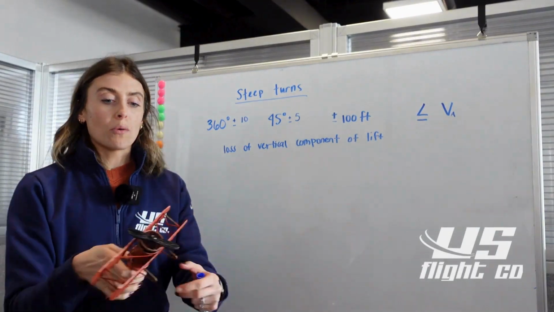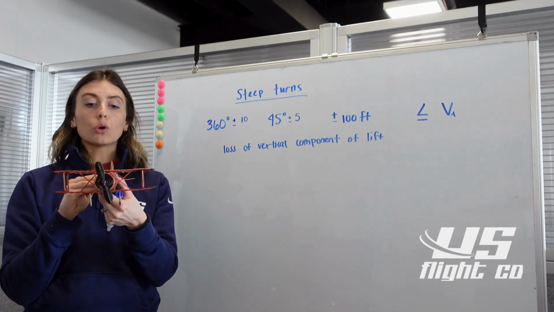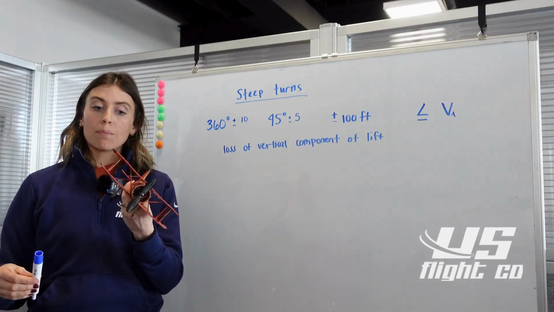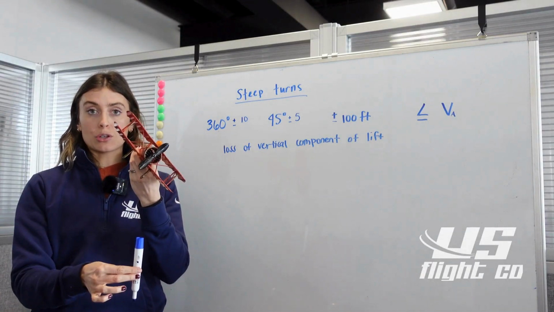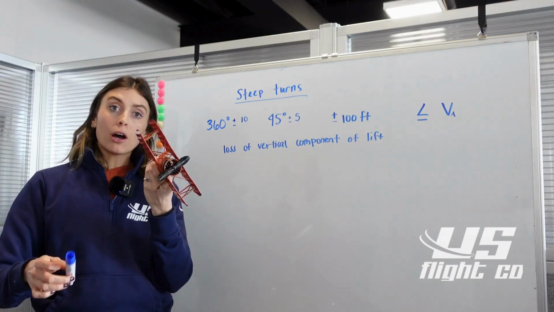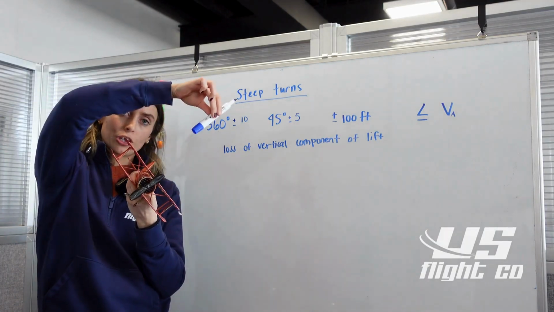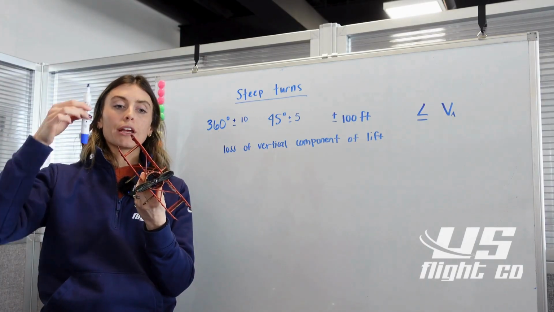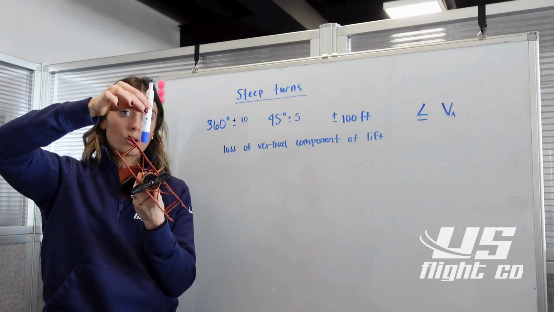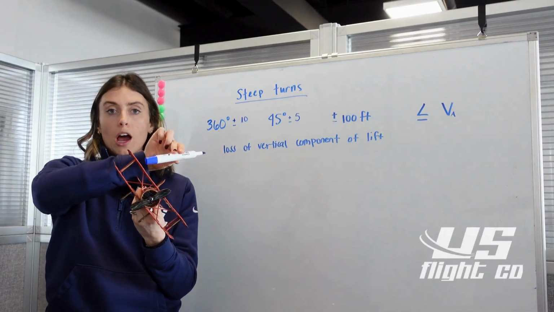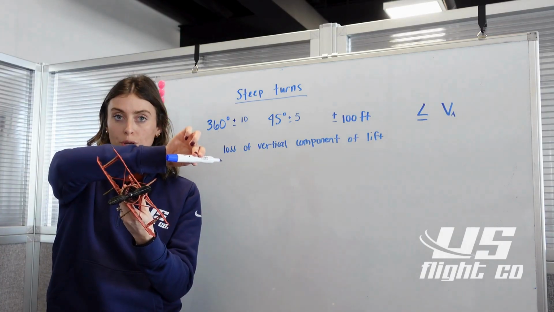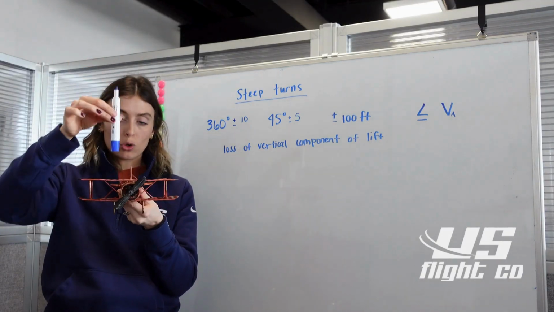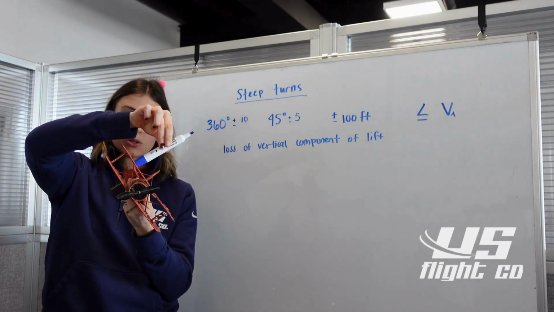As you guys know, when you roll into a bank in an aircraft, the weight of your aircraft is always acting towards the earth, but the lift is acting perpendicular to the surface of the wing. So when you roll into a bank, you are losing this vertical component of lift because you now have a vector this way, a horizontal component of lift. For every degree of bank, you are losing more and more of that vertical component of lift.